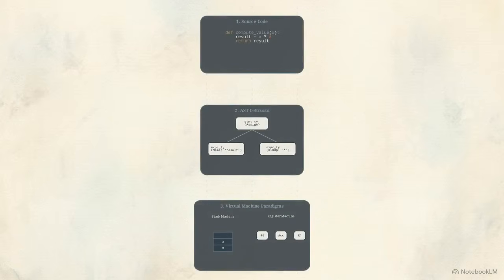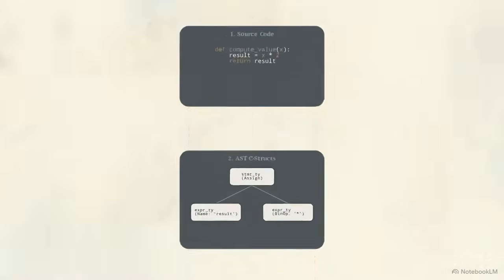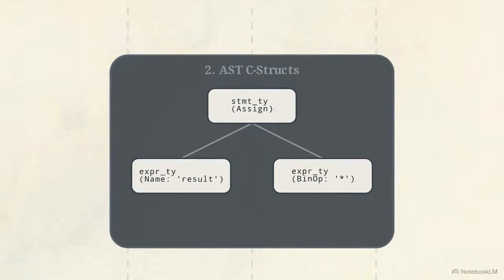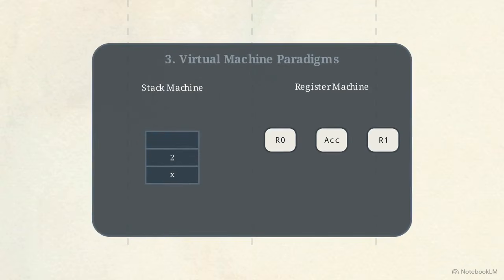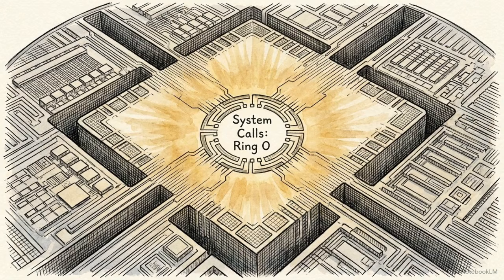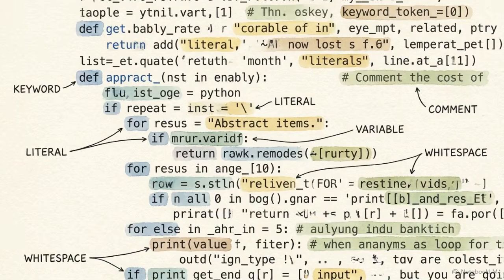To understand the performance of our code, we must trace its lifecycle down the entire stack, from source text and AST C structs through virtual machine paradigms and finally to the hardware-level system calls in the kernel. The journey begins with the raw byte stream of a source file.